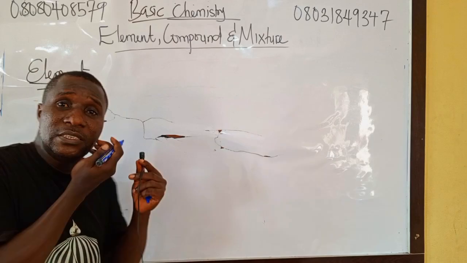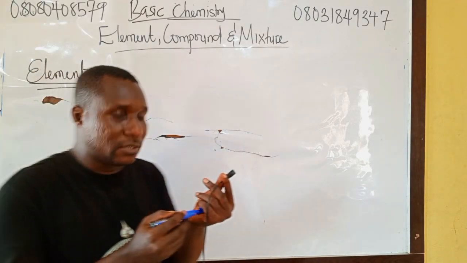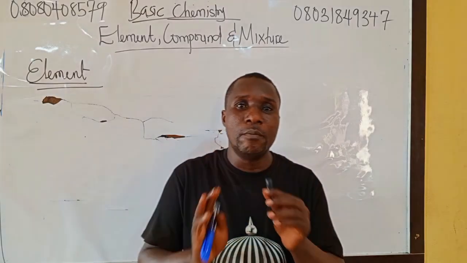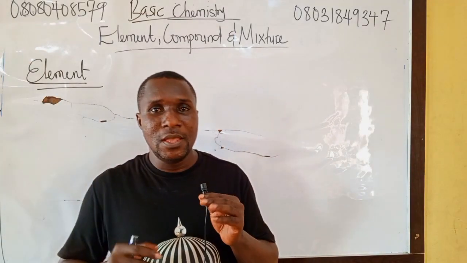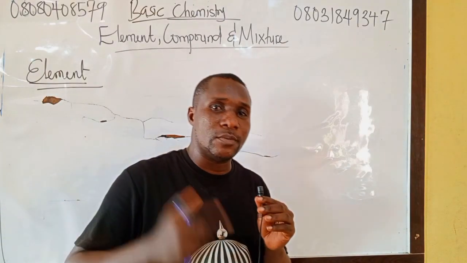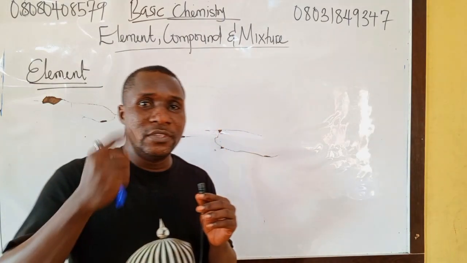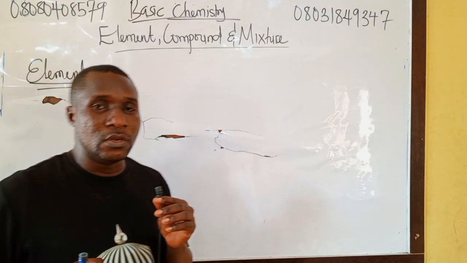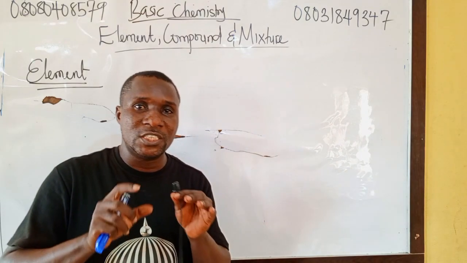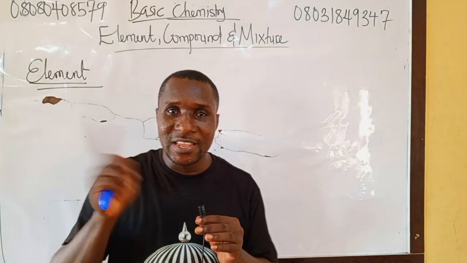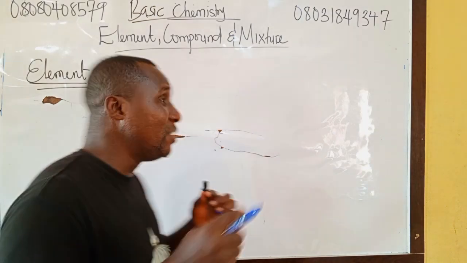An element is a chemical substance whose atoms all have the same number of protons. Very simple. An element is a chemical substance whose atoms all have the same number of protons and cannot be split into any simpler units by any chemical reaction. Let me write it down.